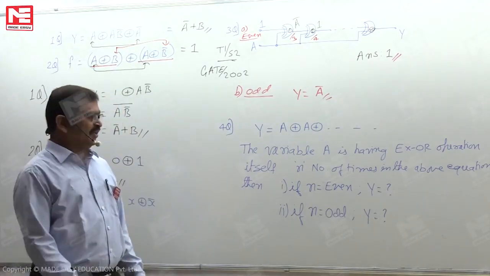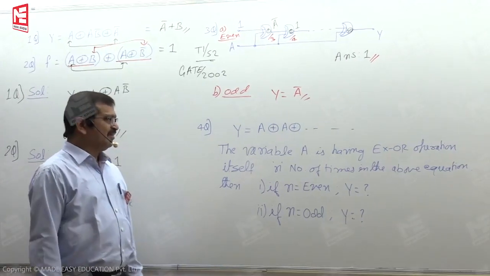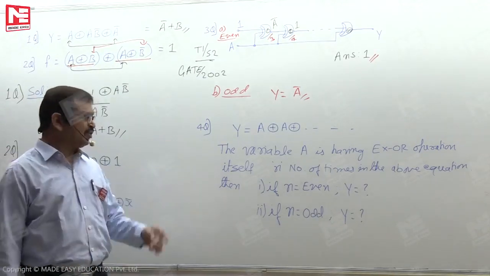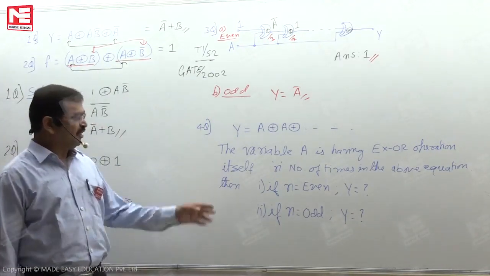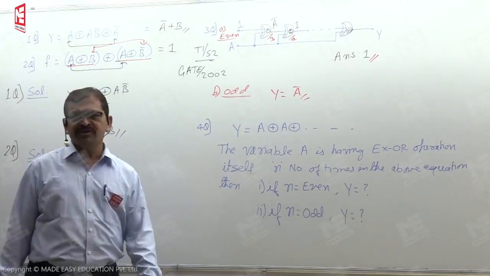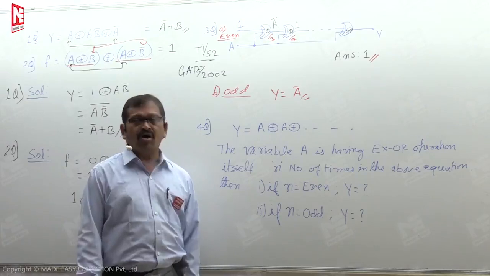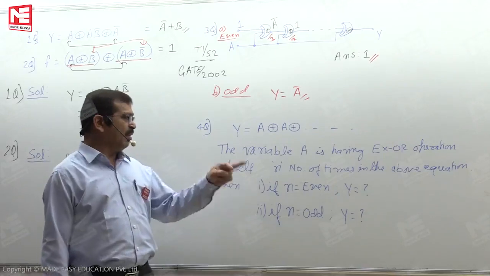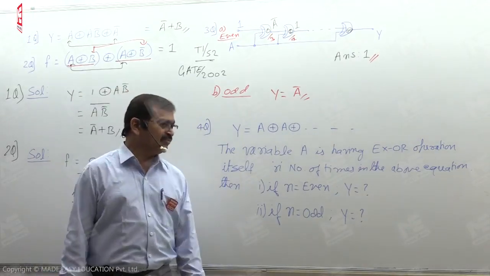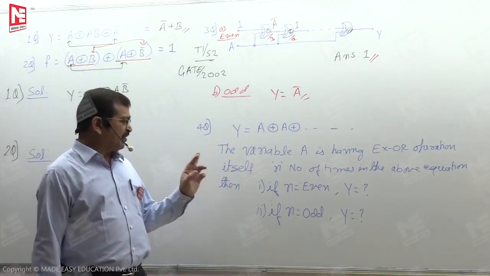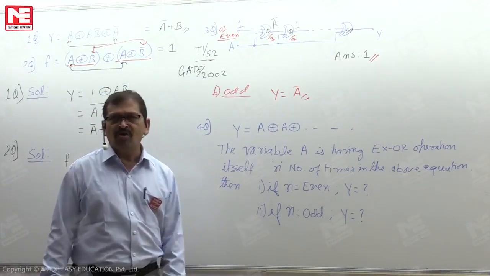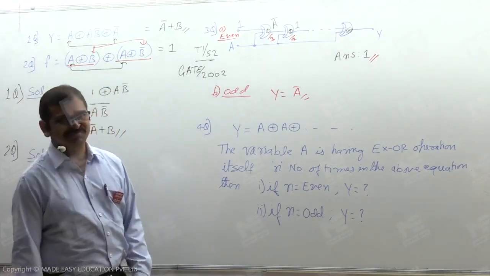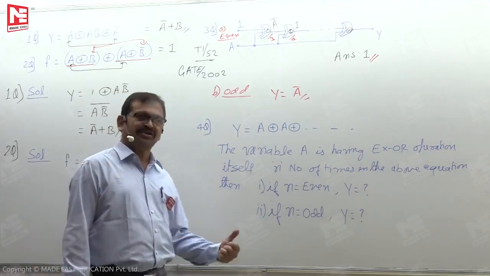You can think and you can try. The question we are looking at is, there is a Boolean expression y. The y expression is given as A exclusive OR A, and so on. The variable A is having XOR operation with itself n number of times. Then, if n is even, what is the output y? If n is odd, what is the output y? It is a good, interesting question.